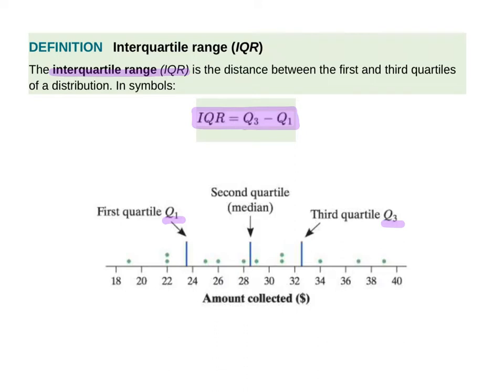And so when we want to measure the variability in the middle of the distribution, that's something that we call the IQR, or the Interquartile Range. So what we do is we take that Q3, or that third quartile value, and we subtract the first quartile, or the Q1 value, and there is our IQR.